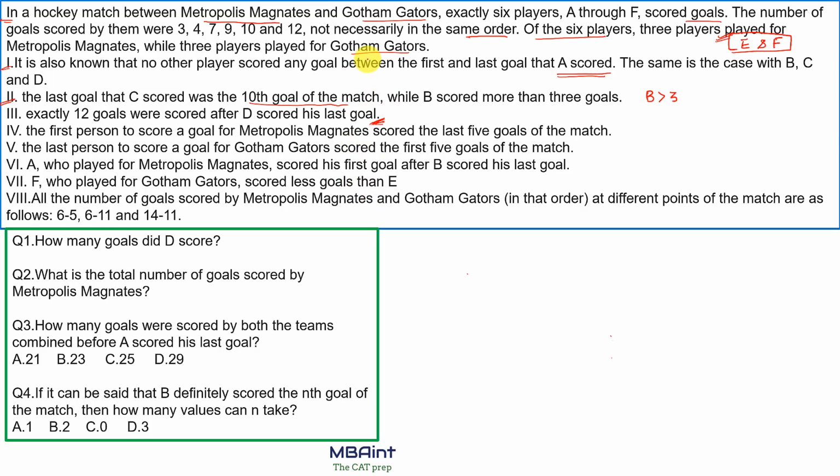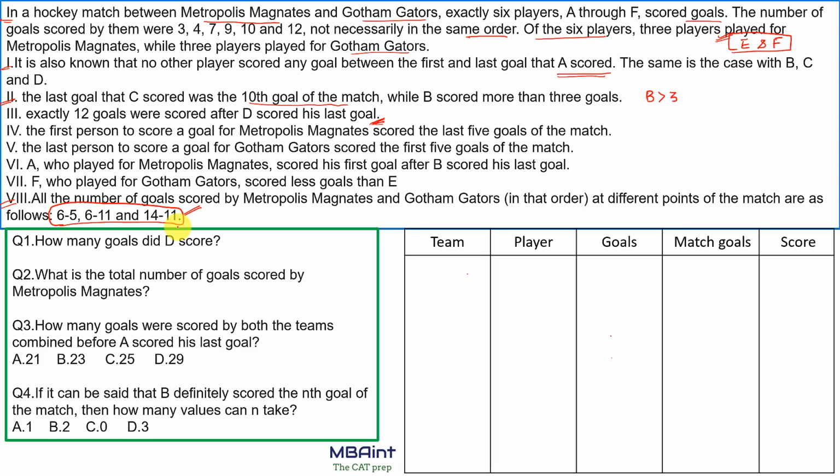Now by reading this much, we can make a table in which we'll have players, the team to which they belong, and also a parameter of the number of the goal of the match. Also, if we look at this 8th point, it is giving the score of the match at various points, right? So we can make a table according to the given parameters in the given points. Fine, so these are the parameters.